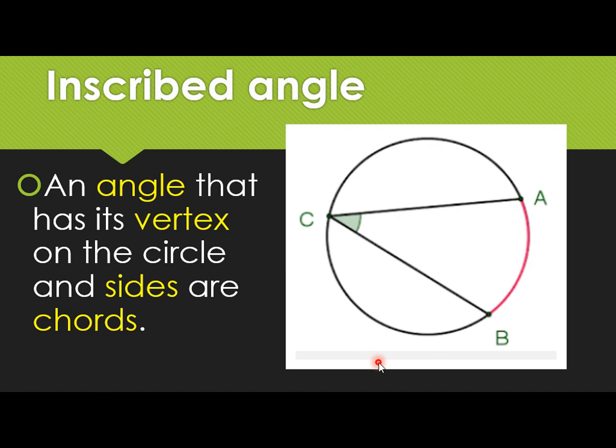Then we have what's called an inscribed angle. An inscribed angle has the vertex on the circle and the sides are chords. Notice these are chords. The side could also be a diameter because a diameter is a chord. But an inscribed angle has the vertex on the circle. We're going to be doing a lot with inscribed angles.